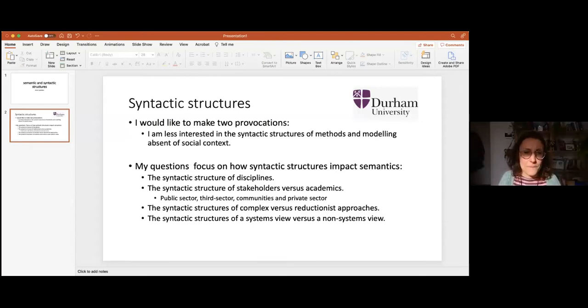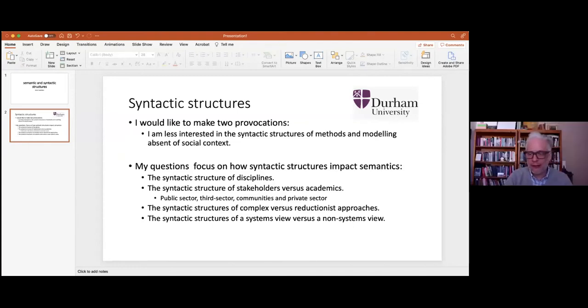Yes. Okay. My argument's simple enough. Thinking about the title for today, this idea of semantics versus syntactic structures, Sophia and Lasse asked me to make some provocative points. So I thought, all right, let's enjoy a bit of discussion. So I'm going to make four provocations. Five, actually, if you take what I'm not interested in.